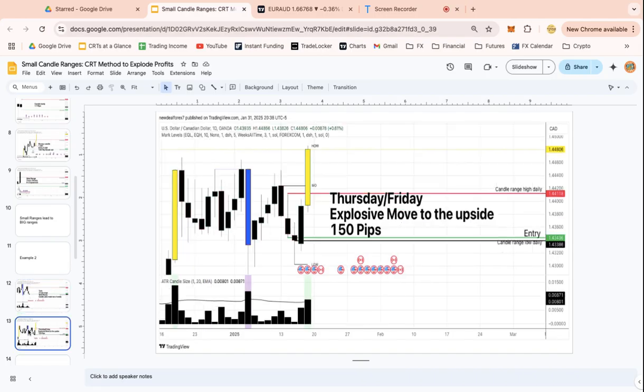And then I'm going to show the finished product here. So this was Wednesday, Thursday, and Friday gave us, see how this explosive move up. But it started from this small range here. Small range leads to big ranges, big moves, big explosions. And you also could have got in on Thursday because, as you can see here, there was a little bit of a retrace, but the low of the week held.